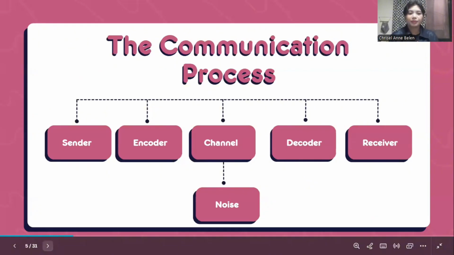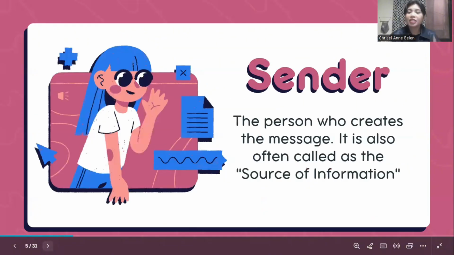Okay, the first one is the sender. The sender is the person who creates the message. It is also often called the source of information. For example, the reporter that we are watching through our televisions. They are talking about information, imparting some knowledge to us, but they cannot see our feedback or reactions regarding the information that they are speaking about.